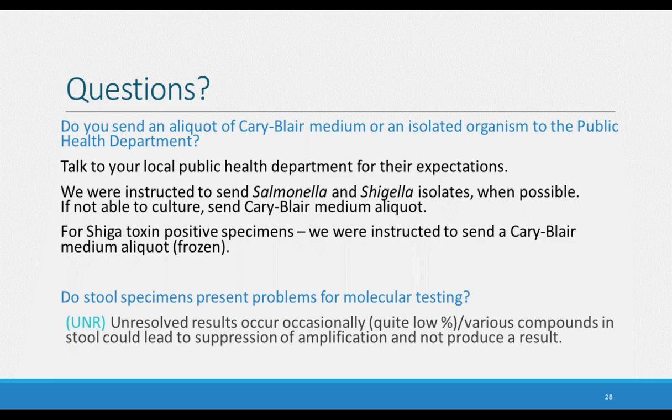Our public health department in Los Angeles instructed us to send Salmonella and Shigella isolates on agar slants when possible. If we are not able to culture a positive molecular test, we are then sending a Cary-Blair medium aliquot to them. For Shiga toxin positive specimens, we were instructed to send a Cary-Blair medium aliquot that was frozen. As I said, this is what our health department told us to do, but yours might have different suggestions for how you should handle this situation.